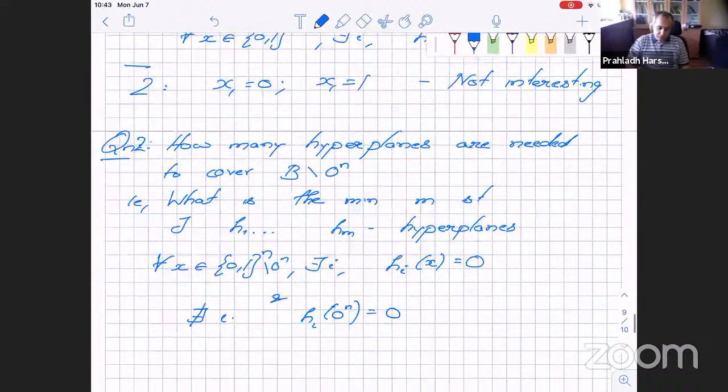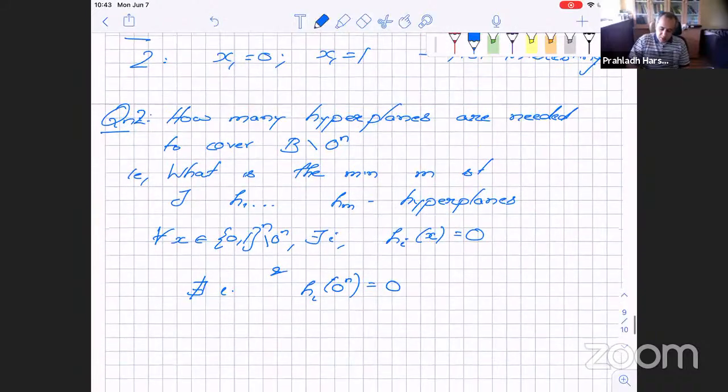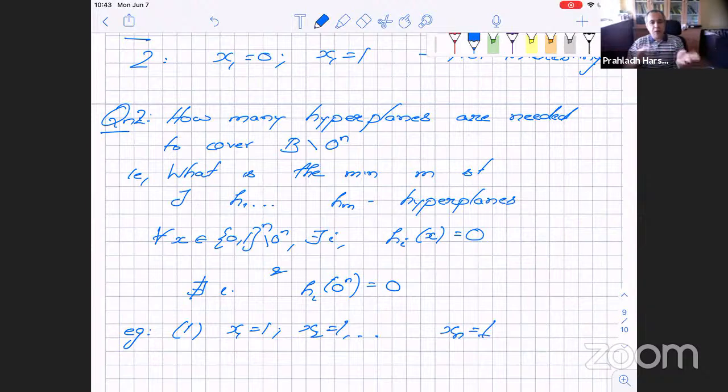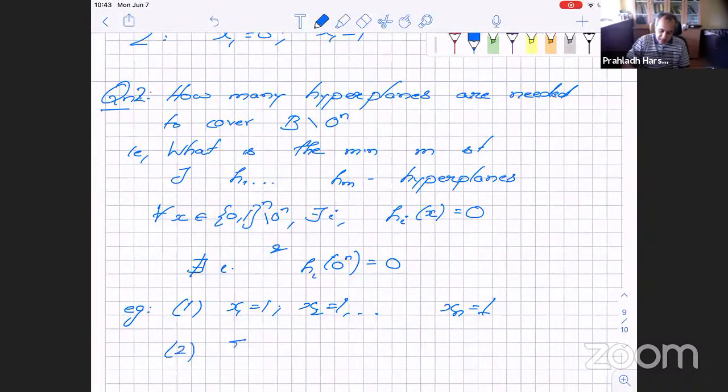And here I want to say there are multiples. One answer is I could choose x1 equals 1, x2 equals 1, up to xn equals 1. These are n hyperplanes. They together cover, because every non-zero point has at least one coordinate equal to 1 and is covered by the corresponding hyperplane. Another setting is summation xi equals 1, summation xi equals 2, and so on up to summation xi equals n. These are also n hyperplanes. They also cover this one.